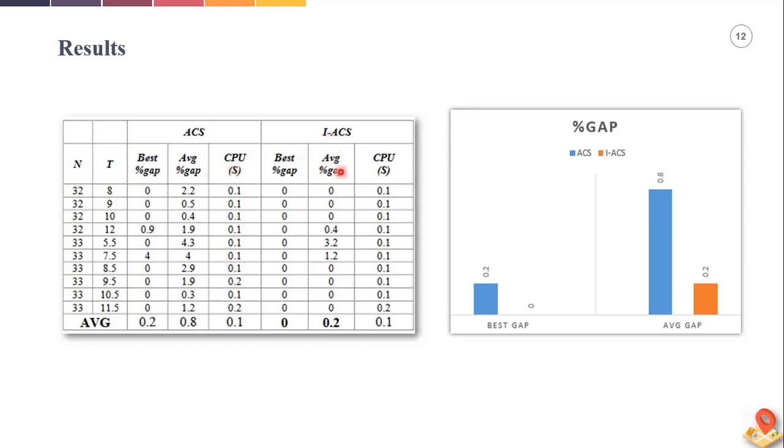The I-ACS has reduced the gap of 7 instances to 0, and the average gap has reduced from 0.2 to 0 in the best state and from 0.8 to 0.2 in the average state.